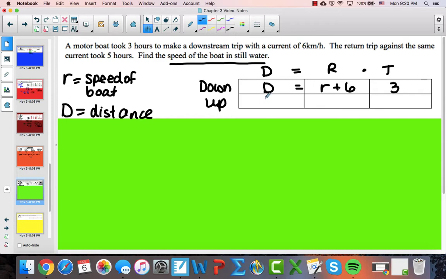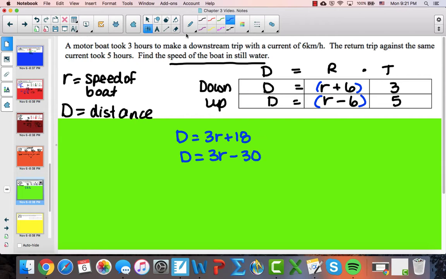Coming back, again, I don't know my distance, but I know that I'm going against that same current. So that would be R minus 6. And that time it took us longer because we were slower, right? Which is 5. All right, so we have an expression here. Remember, we're multiplying, so I'm going to do D equals 3R plus 18, and D equals 5R minus 30. Again, great place to use substitution.